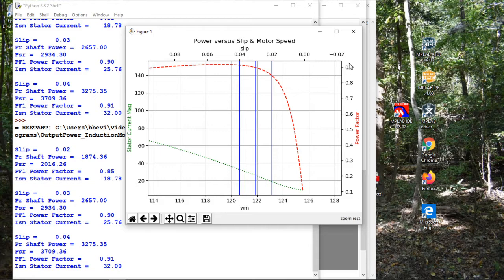So here we're just plotting the power factor. We didn't plot it before, but notice the power factor is increasing, and it looks like it's kind of peaking out. A good power factor is good because that means you have very little reactive power, and we got a power factor of 0.91, so that's good.